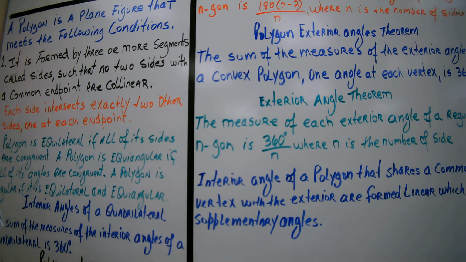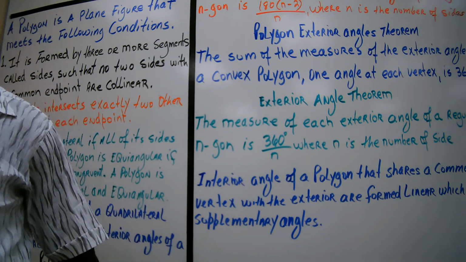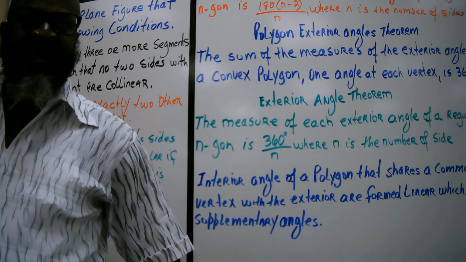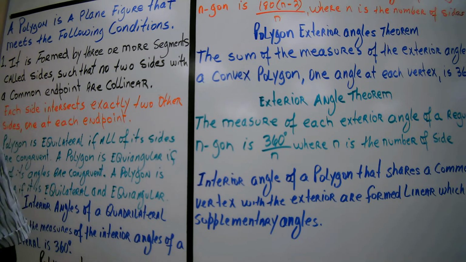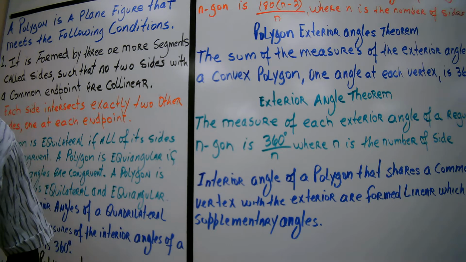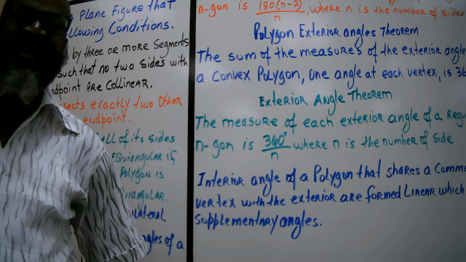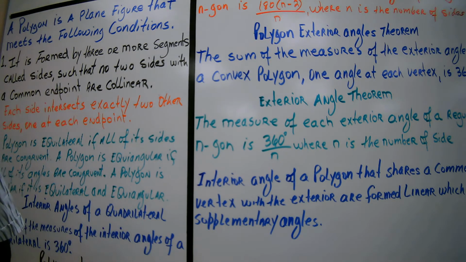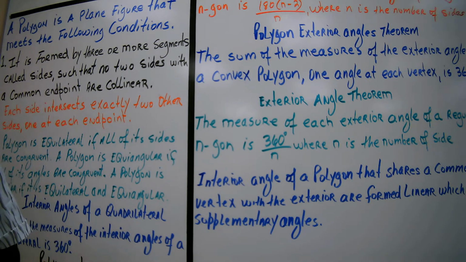So now we have defined a polygon, so we have to go over what you call a regular polygon. A polygon is equilateral if all sides are congruent, and a polygon is equiangular if all angles are congruent. Equilateral means equal sides, equiangular means equal angles. In order to be classified as a regular polygon, the polygon has to meet those two conditions. It has to be equilateral, that means congruent sides, and it has to be equiangular, that means equal angles.